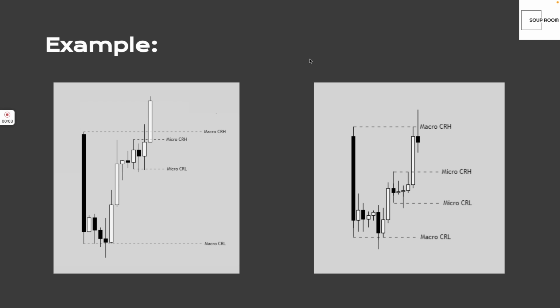Here are two examples. Example 1 shows a 15-minute, let's call it a micro range, any time frame, and the 8 a.m., the macro time frame. So macro, higher time frame, micro, lower time frame. As you can see, the trend, the expansion is bullish. We want to look for longs targeting the high of the 8 a.m. candle, the macro candle range high. We're going to look to soup the 15-minute low, the micro candle range low.